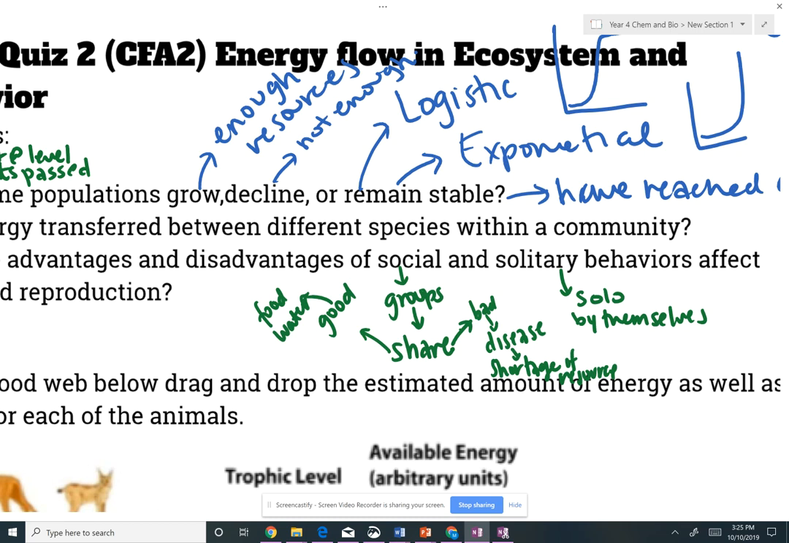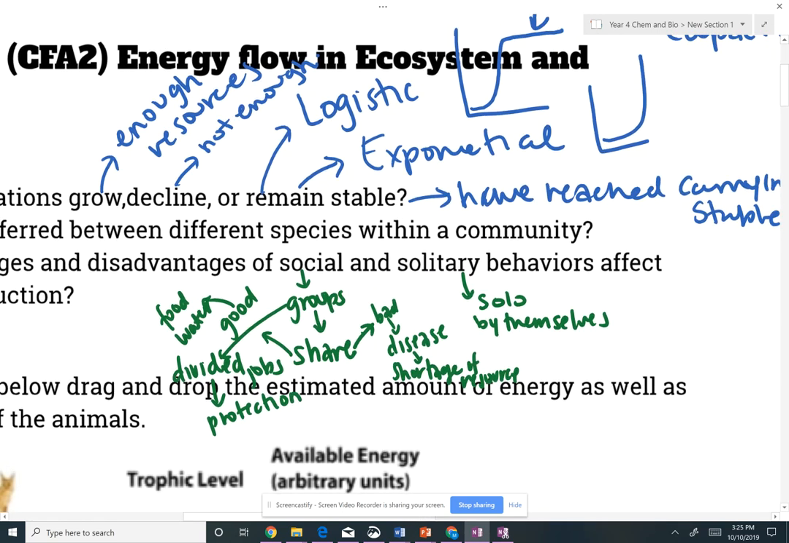The other good thing about sharing is that you can take turns in a social situation, so you can have divided jobs. And that goes for protection, which is the big one. Being in a group ultimately provides you protection because you have a bunch of extra eyes around your back. That really helps in being in a social situation.